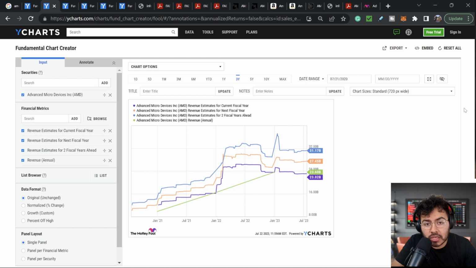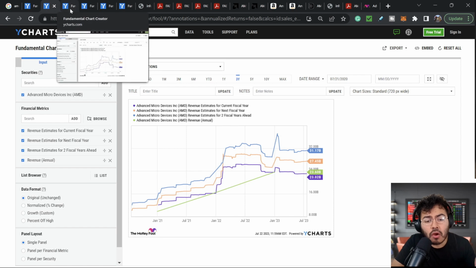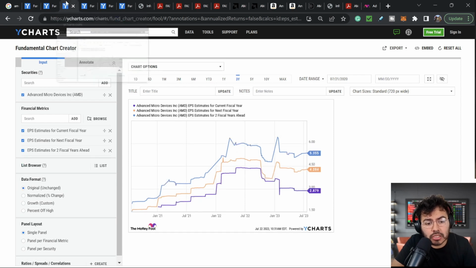For 2 fiscal years from now, revenue estimation is roughly $31.1 billion, another roughly 10 to 15% year-over-year growth. So we can see right now AMD is still a growth story, still expected to grow at double digits, over 10%, for the next few years. And I do believe that's going to remain the case as we continue to innovate in technology. So overall, a great growth opportunity as well.